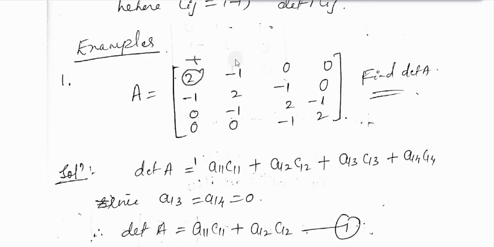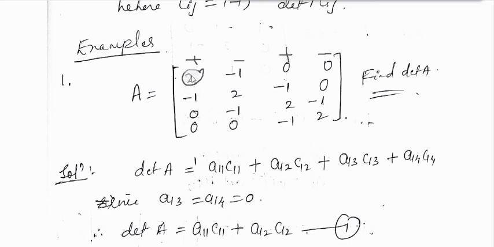Next minus, next plus, next sign minus. This will continue. If you want to get the cofactors of the other row, then we have to follow the signs minus, plus, minus, plus. It will go in a cyclic way: plus, minus, plus, minus. Since the third and fourth entries are 0, you just have to get C11 and C12.